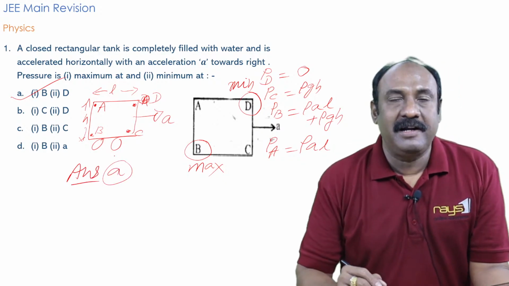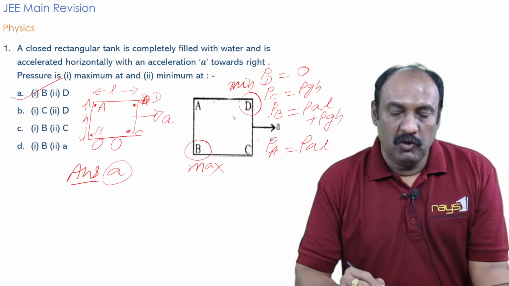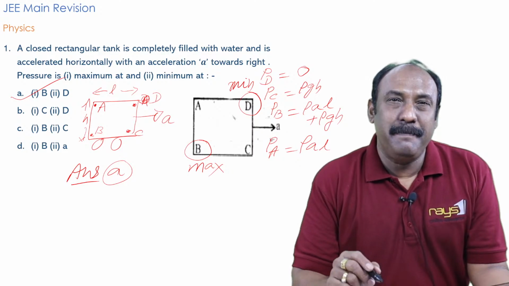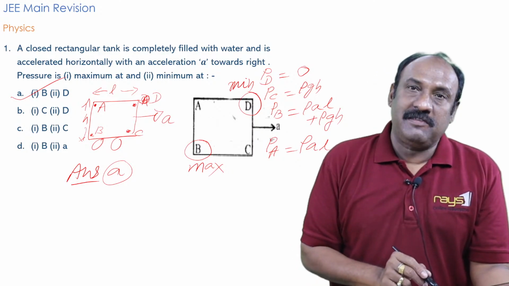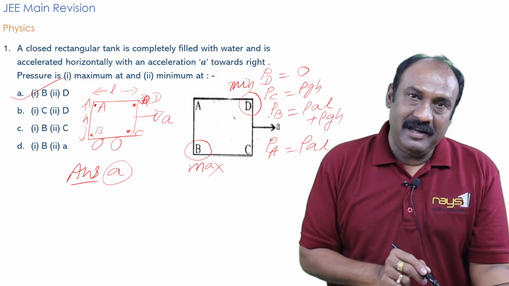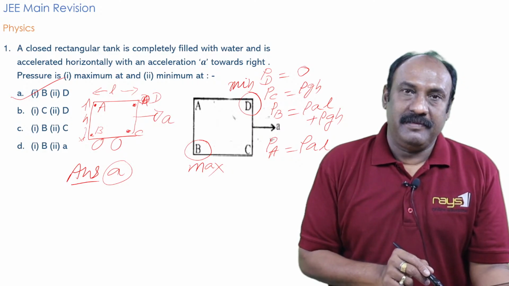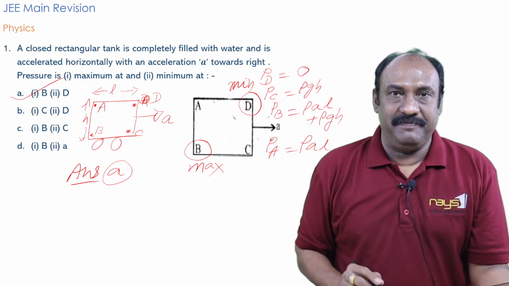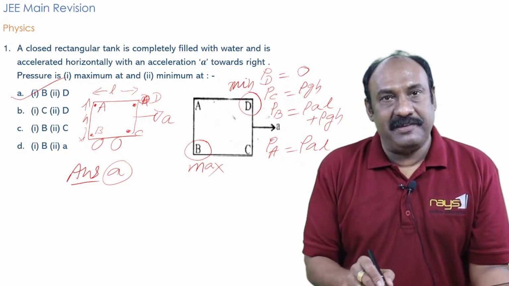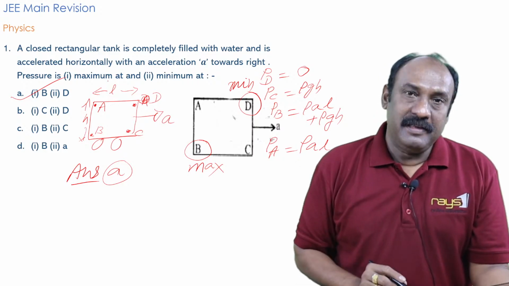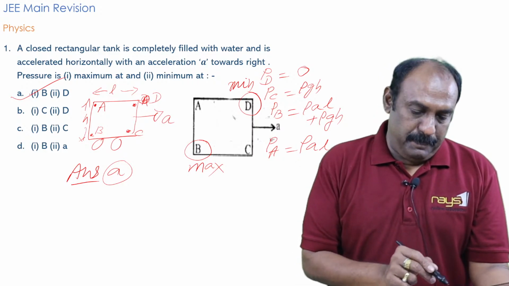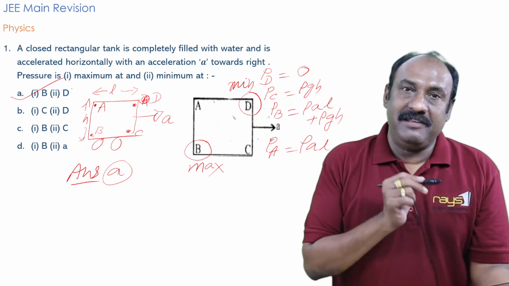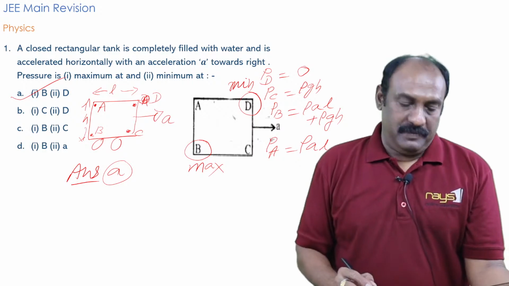So for a container moving with constant horizontal acceleration, the pressure will be maximum at the lowest point on the left side of the container, and minimum at the topmost point on the right side of the container. Out of all this, these are the equations. So from this question, the answer is A. Pressure is maximum at B and minimum at D is the answer for question number 1. Next question.